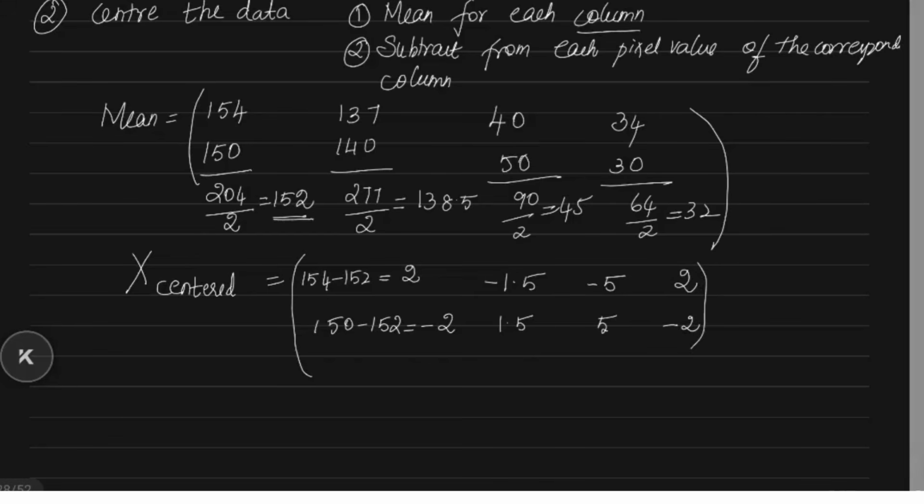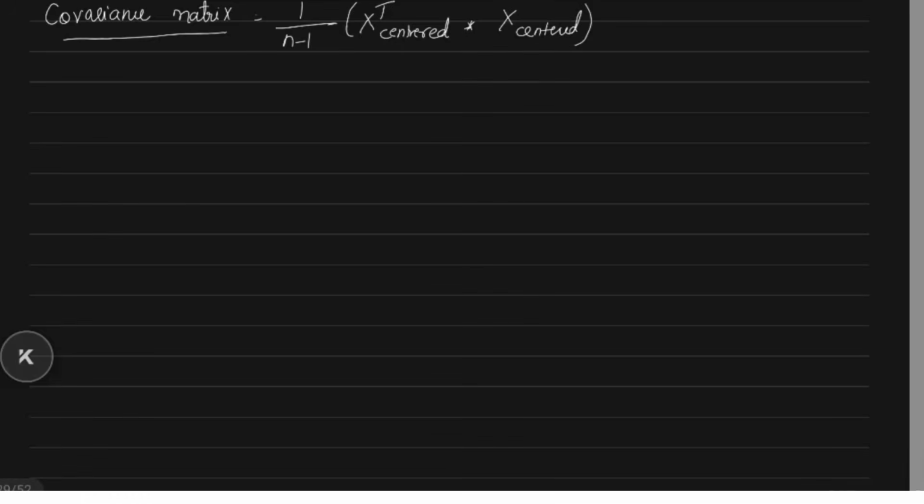Next, what you have to do is find the covariance matrix. We find it using the formula: 1 by n minus 1, X-centered transpose into X-centered. Here n is the number of images. In our problem, we have just considered two images, so n is 2. Now we are going to put everything into the formula. We know what X-centered and X-centered transpose are.